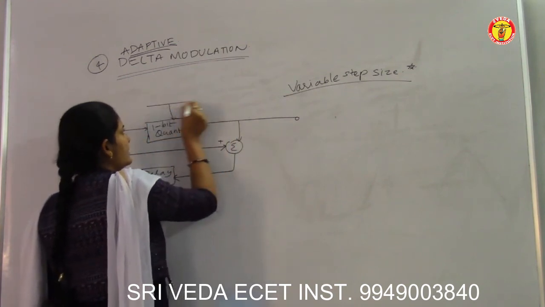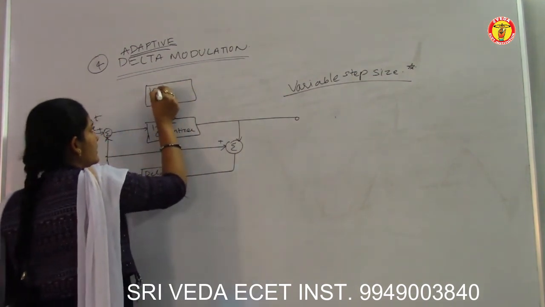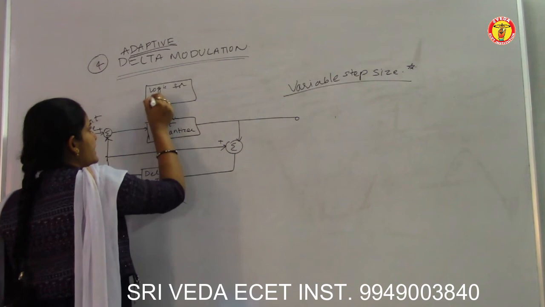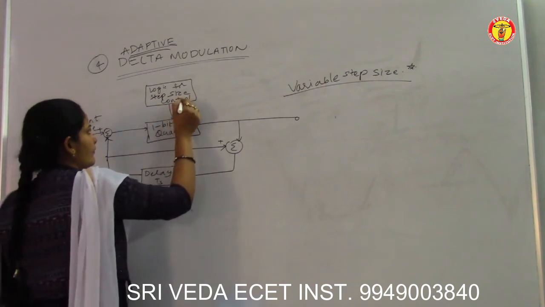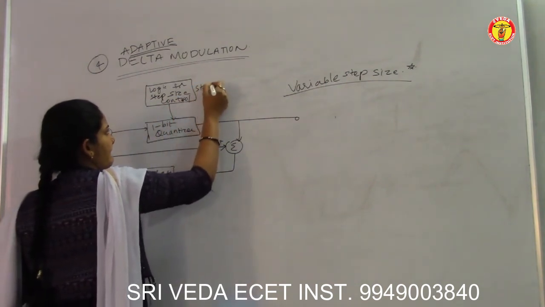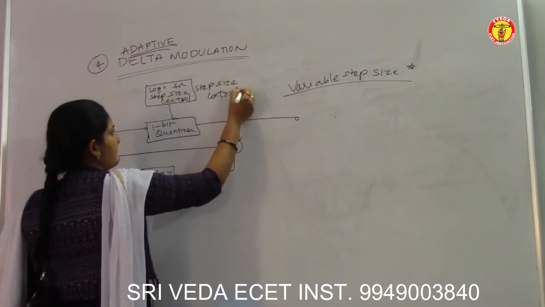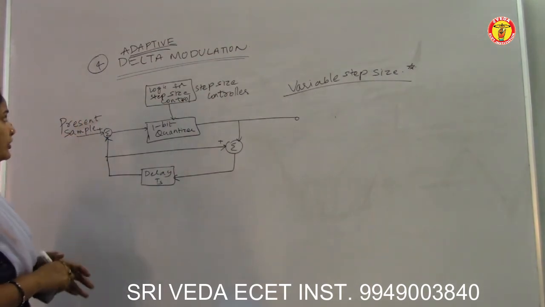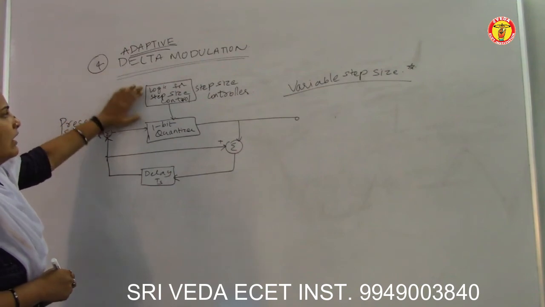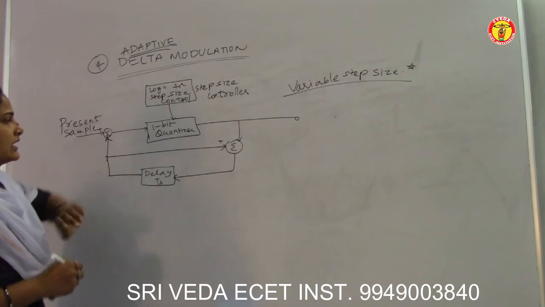And an extra circuit is required here, which is a logic for step size control, or a step size controller. If you compare DM with ADM, we have this extra circuit, which is the step size controller or logic for step size control.